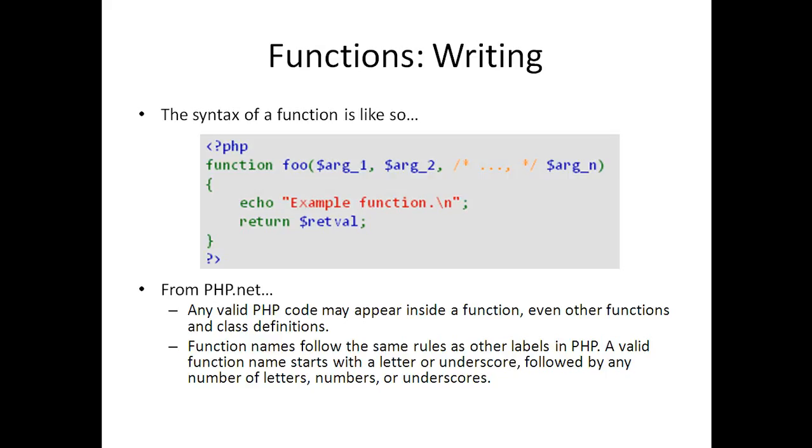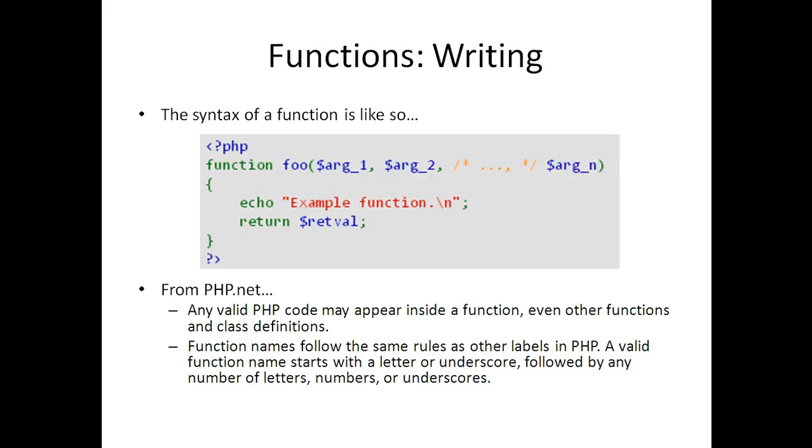Here's the syntax for writing functions. You have function, and foo is the function name in this example, with argument 1, argument 2, all the way up to argument n. The example function is what it's echoing, and it's returning ret val. In this particular example there's no actual ret val set, and I don't know why it's written that way, but you can return a particular value.